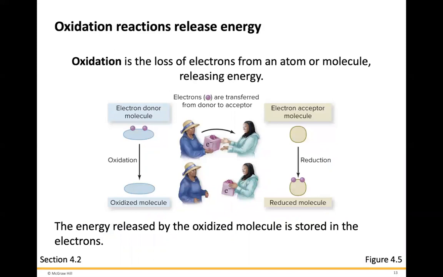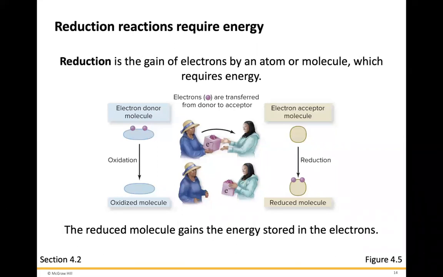So again, oxidation is the loss of electrons from an atom or molecule, therefore releasing energy. The energy released by the oxidized molecule is stored in the electrons. The reduction is the gain of electrons by an atom or molecule, which requires energy. The reduced molecule is the energy stored within the electrons.